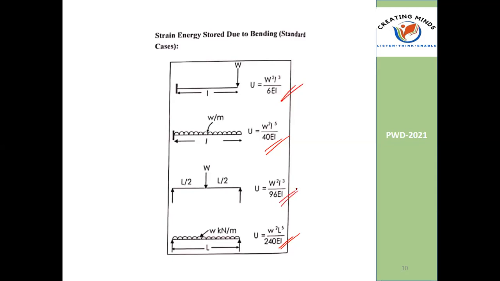So, in an MCQ, one will have L power 3, one will have L power 5. Then you should know: point load is not L power 5, it is L power 3. UDL is not L power 3, it is L power 5. You have to remember it this way. In all of them there is W square. There's only a change in the values of L square and L cube.